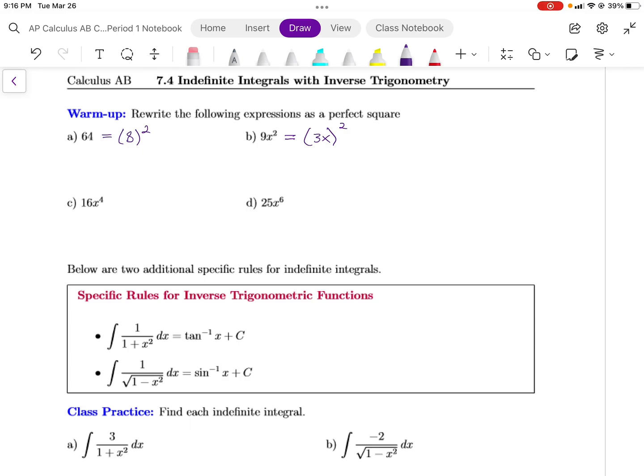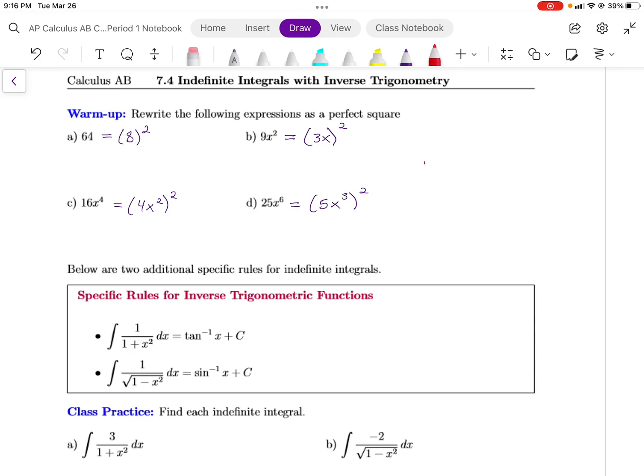And then thinking about this one, what times what would give you 16x to the fourth? That would be 4x squared, right? And then we know this one is 5x, but to what power squared would I get the 6? Well, if you think about it, with exponent rules, you multiply the exponents to get the power. Just like in part C, 2 times 2 would give me the 4. So what times 2 would give me 6? So this has got to be cubed, right?